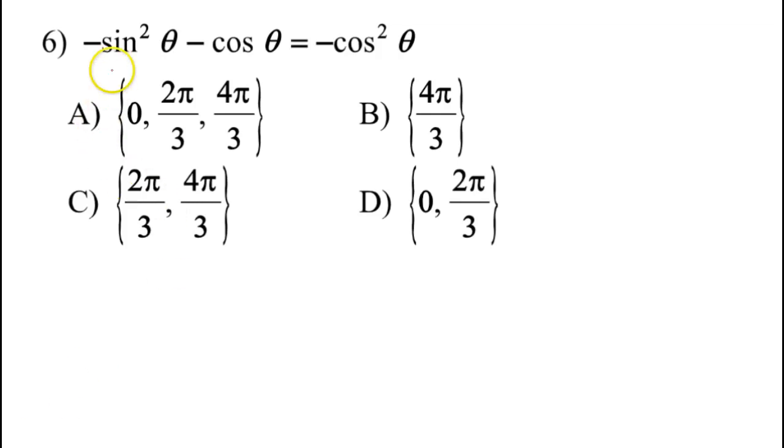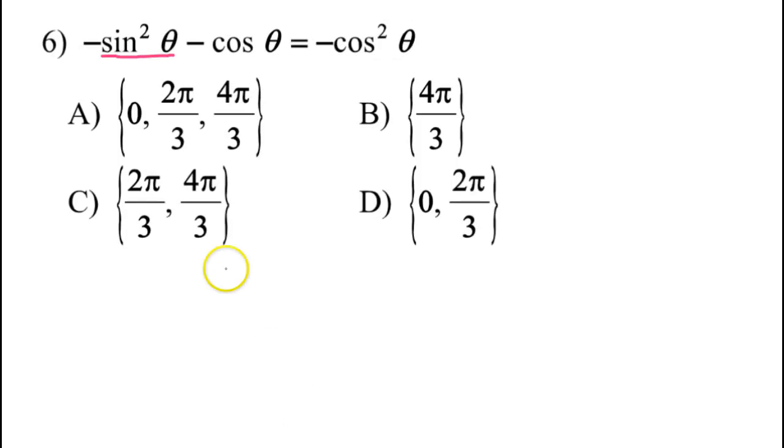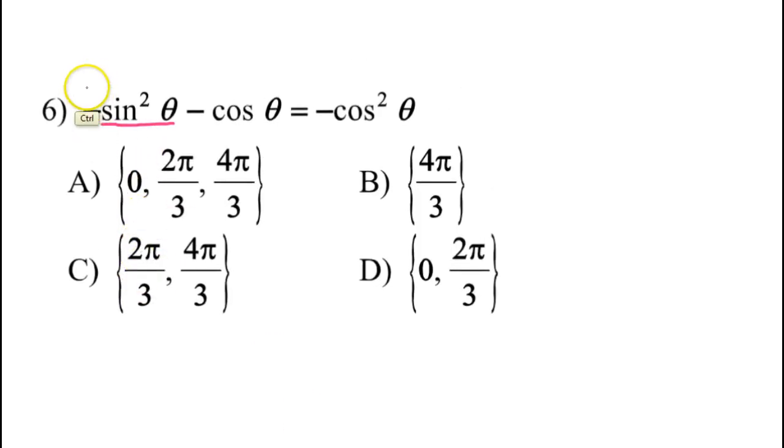On problem number 6, we have sine and cosine. I don't like that. I want one trig function throughout. So I'm going to do a substitution. I'm going to substitute sine squared for something, since the rest of the problem is all cosines. And looking at our trig identities, sine squared is equal to 1 minus cosine squared. So I'm going to make that substitution.